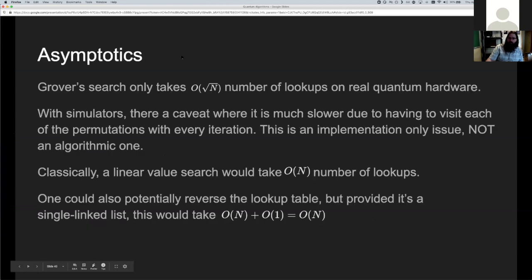And then some of the performance and asymptotics. Now, theoretically, on actual quantum hardware that has enough qubits, it should take big O of square root of n lookups. With simulators, this is a little bit of a caveat, because with Grover's, the way it's designed and how it runs, you have to visit every permutation with each iteration. So if you have 10,000 permutations and you have, say, maybe 20 iterations, that's a lot. And so unfortunately, doing a direct comparison with simulation isn't really that feasible.